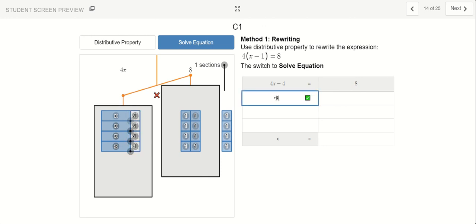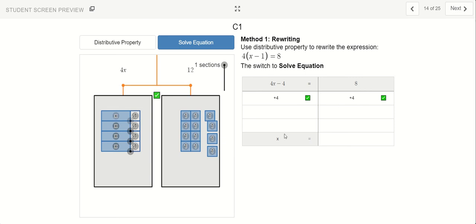I can add 4. But whatever I do to one side, I need to do to the other. So let's add 4 to the other side. 2, 3, 4. Right, and I'm left with 4x equals 12. Okay, from there, now we can divide these into 4 groups. So let's divide these into 4 sections.